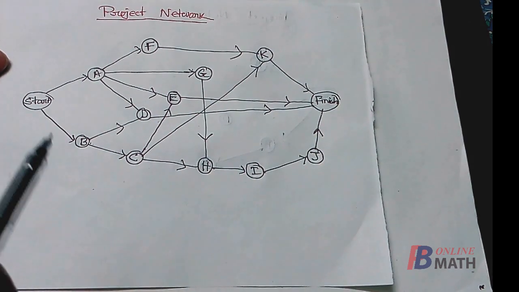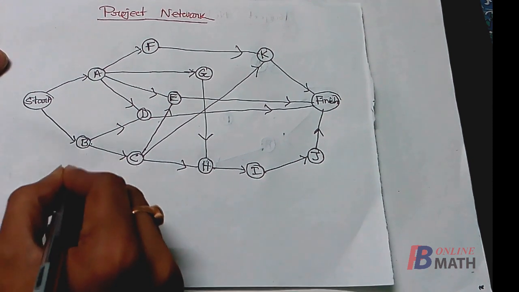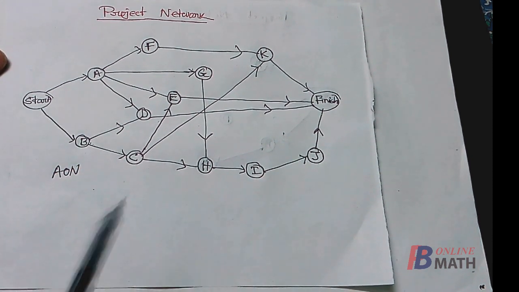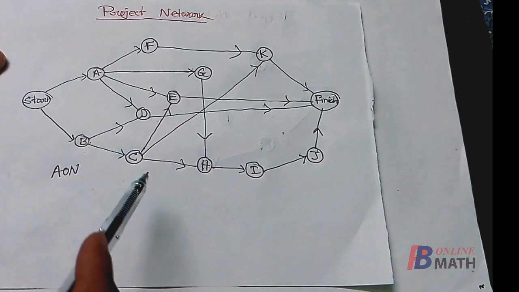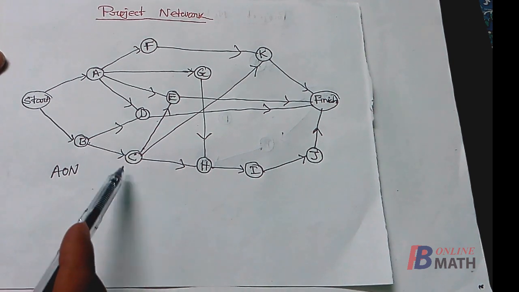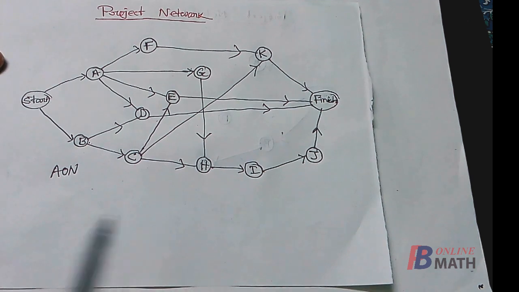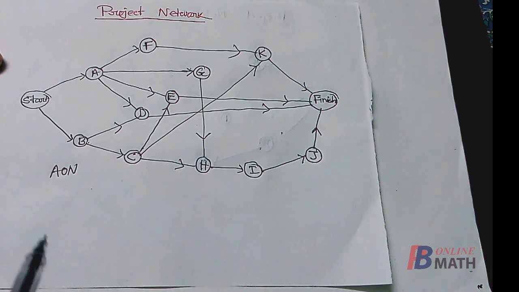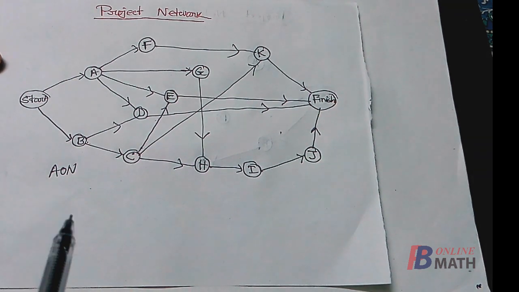So this is called the project network, and it is of the form AON, that means activities on the nodes, and the direction of the arrows indicates the successor of any activity. As for example, consider the activity C, it has three successors E, K and H, and similarly for the other activities. Now from this project network we shall identify the critical path and the critical activities.